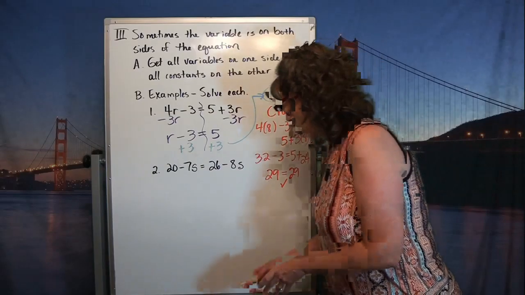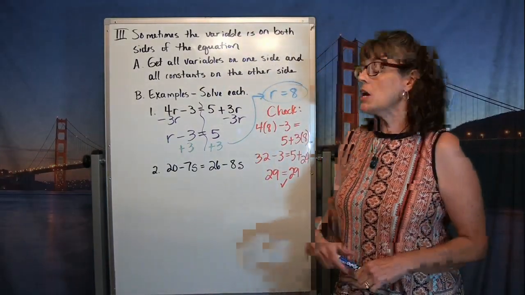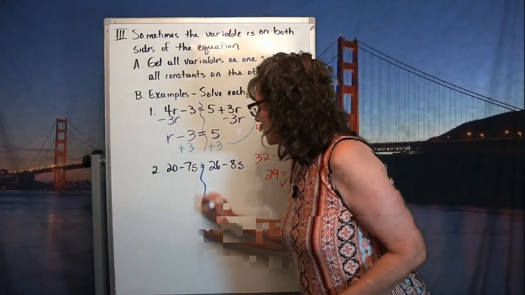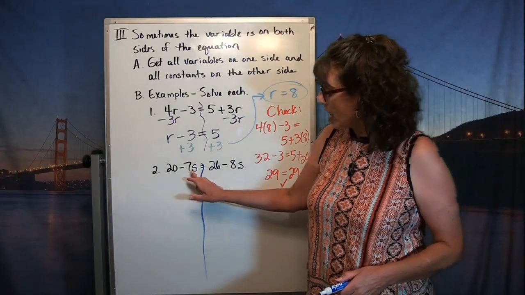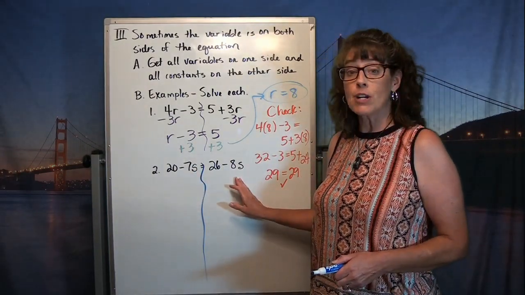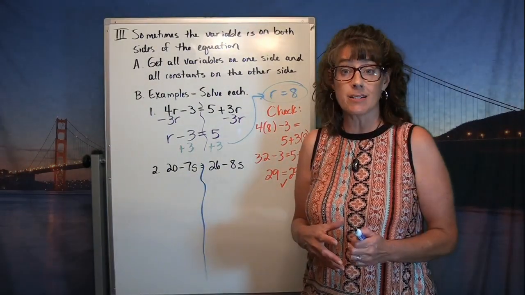All right, let's try one more, and then we'll be done with part 1. So similar idea here. There's my wall. Notice that I've got S's over here and over here. I don't like that. I want them all collected.